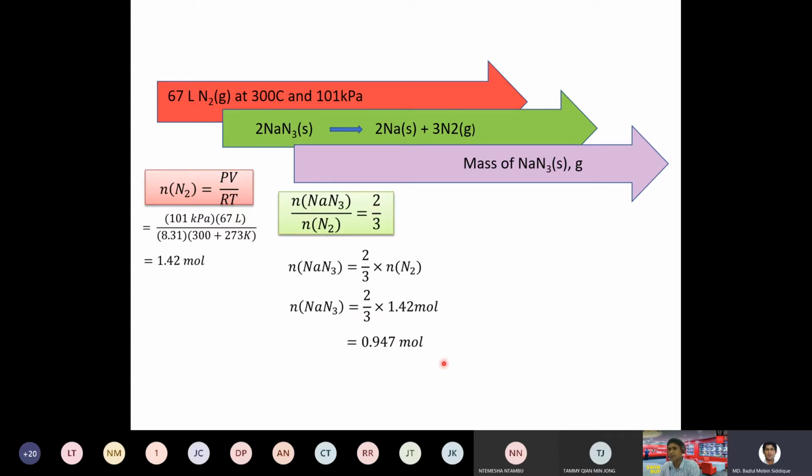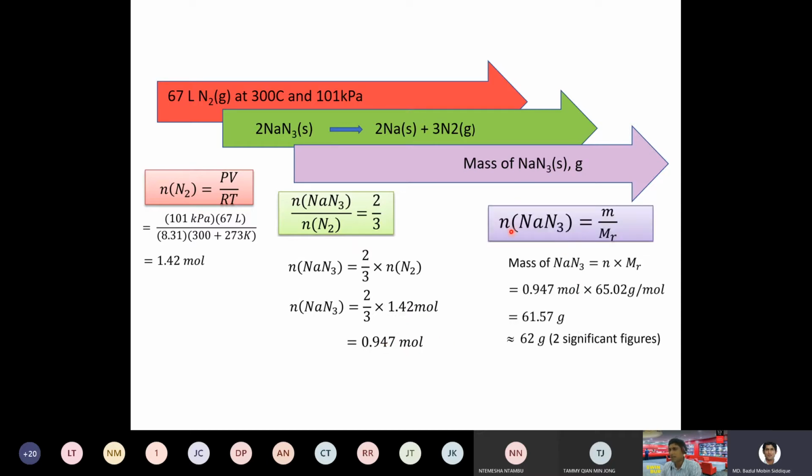And from there we find that it is a 2:3 ratio of sodium azide and nitrogen. That means if we have 1.42 moles of nitrogen gas, how many moles of sodium azide? From there we find sodium azide is 0.947 mole, and afterwards, if we just multiply the number of moles with the molecular weight, we will find the gram.